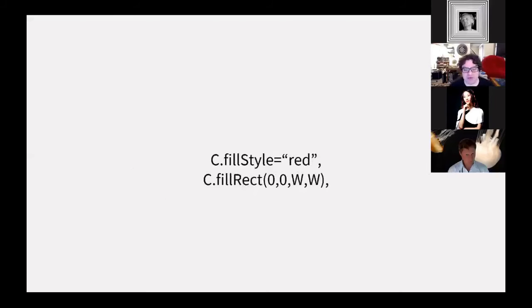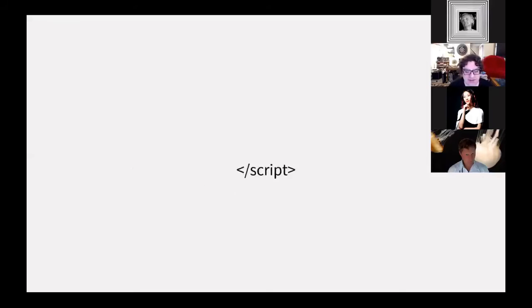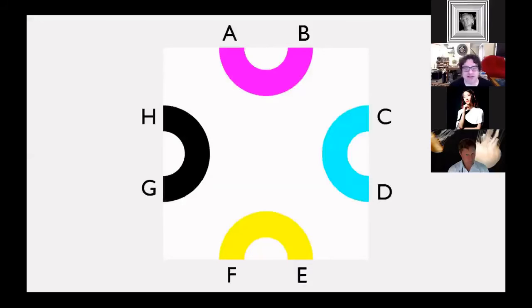And here's where the actual code for making the art comes into play. This is an example of just making a red rectangle that starts at 0, 0 position and is width by width size. This is an example of a rectangle. And then it ends with an end script tag. That's pretty much it for the code. What makes it interesting is, like I said before, creating complexity out of simple algorithms and input.